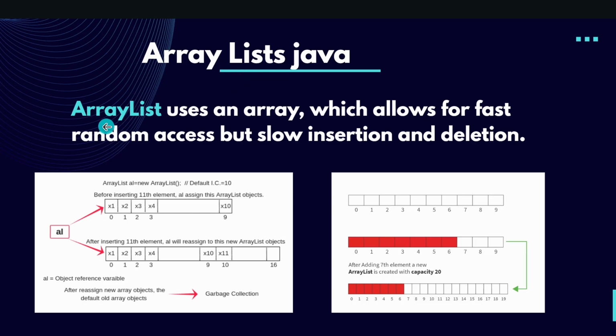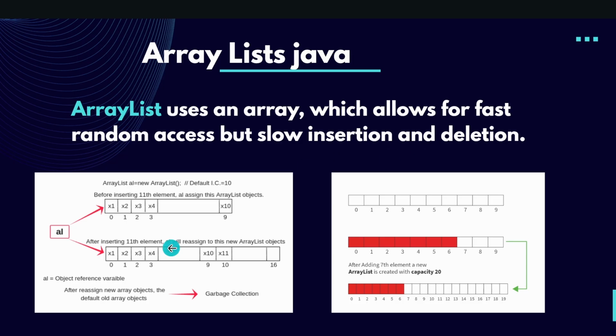So if you read the sentence over here, it says ArrayList uses an array which allows for fast random access but slow insertion and deletion. Because if you want to insert or delete in between, you need to shift all the data, all the indexes, in order to insert one piece of data in between. So that's the main drawback of using arrays and dynamic arrays.